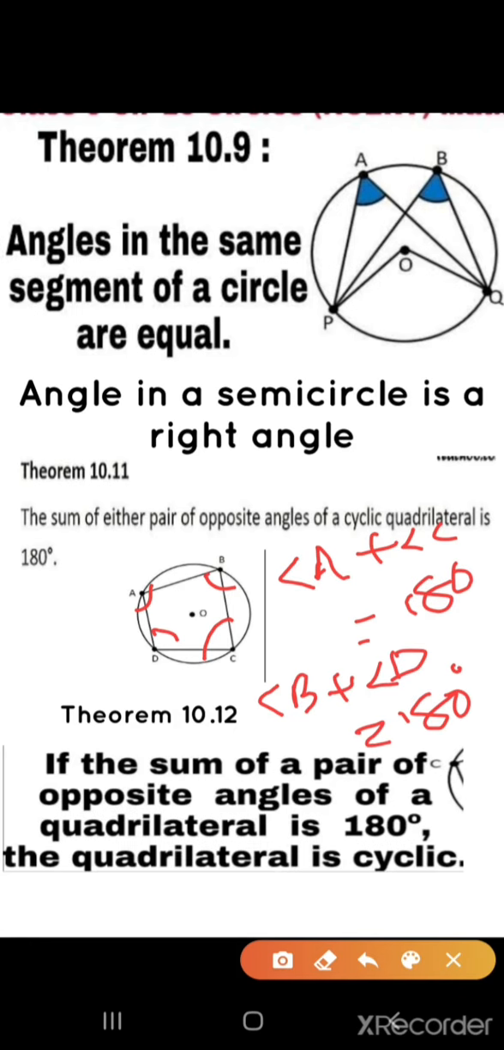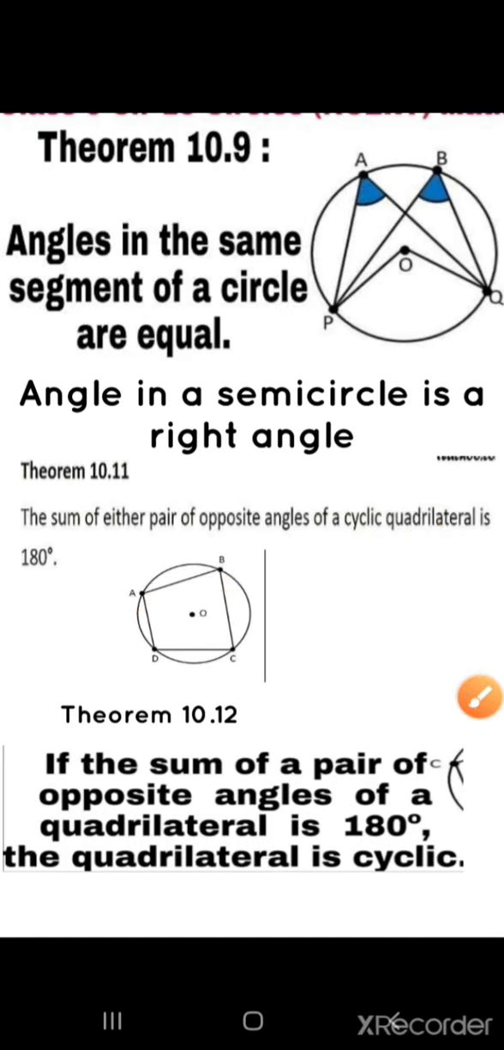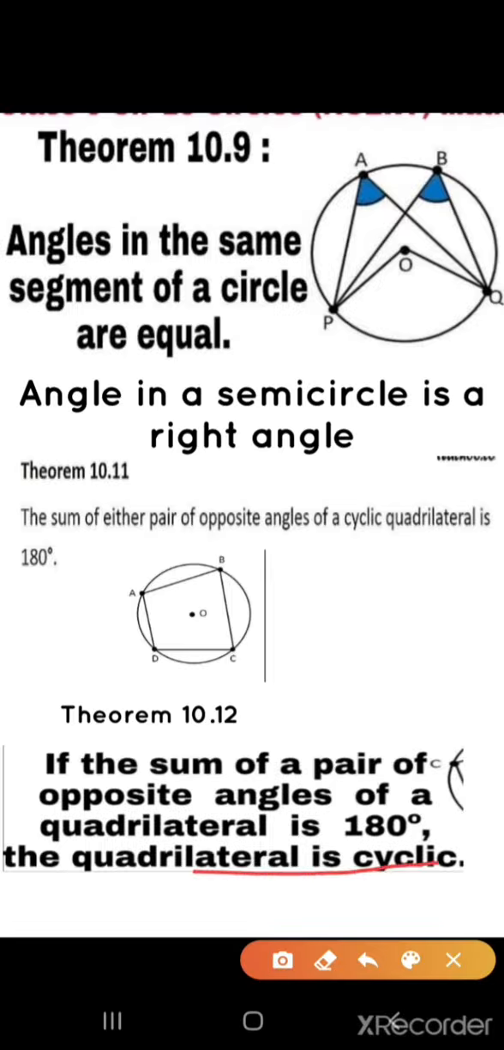Then its converse is the next theorem. If the sum of a pair of opposite angles of a quadrilateral is 180, then the quadrilateral is cyclic. If in any quadrilateral the sum of one pair of opposite angles is 180, then that quadrilateral is cyclic. That is the last theorem in this chapter, theorem number 10.12. Then we can move to the exercise questions.